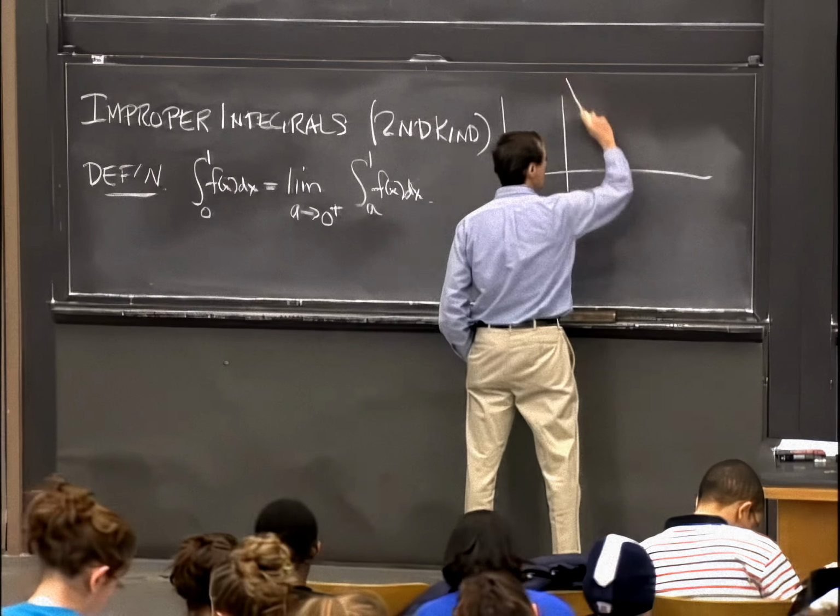And just as we did for the other kind of improper integral, we say that this converges. That's the key word here, if the limit exists, and diverges if not.